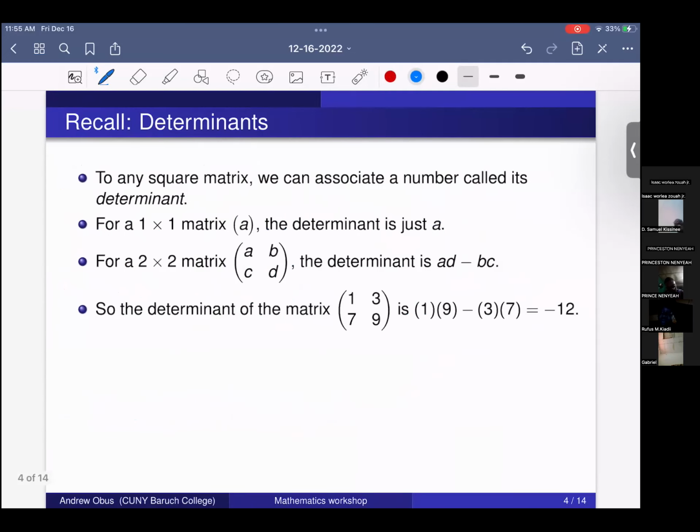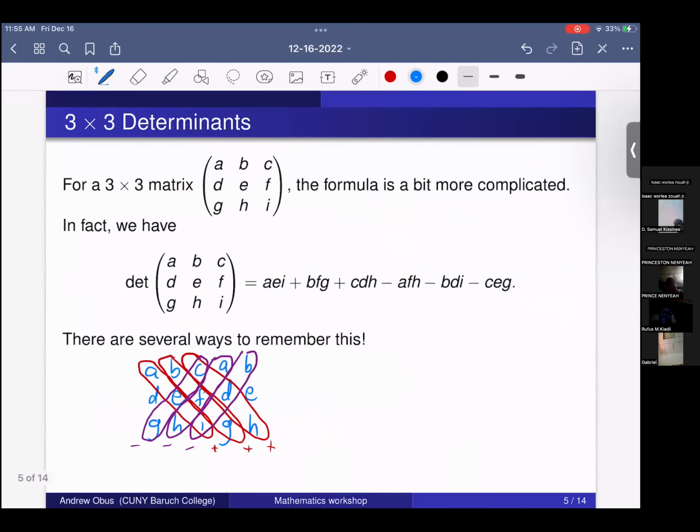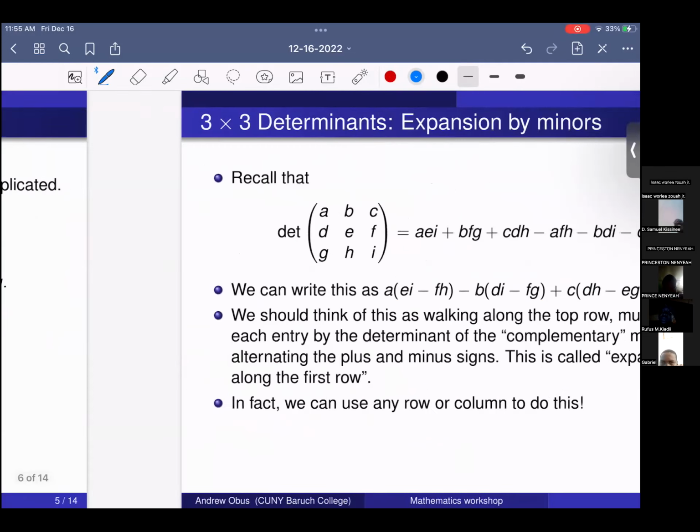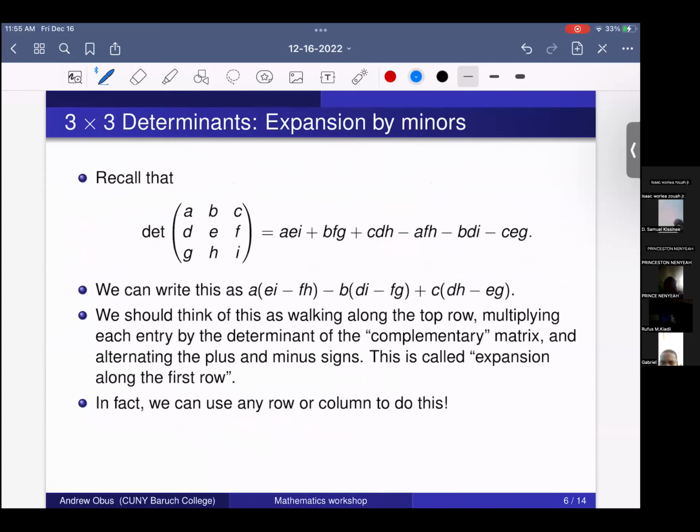Okay, so let's talk about some new things. We already saw these screens. I want to talk about a different way of computing 3x3 determinants, which is called expansion by minors. Here I'm just writing down the formula again. If I have any 3x3 matrix, with letters representing any possible entries, we again have this formula for the determinant that is not very easy to memorize.